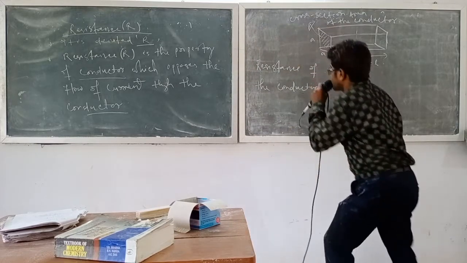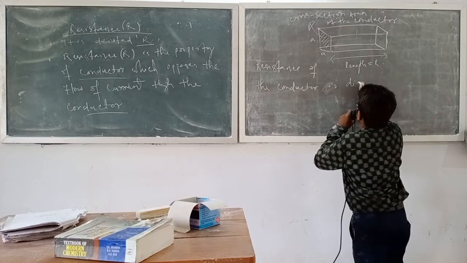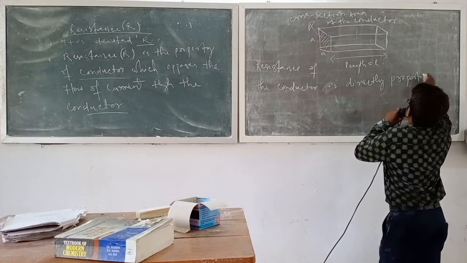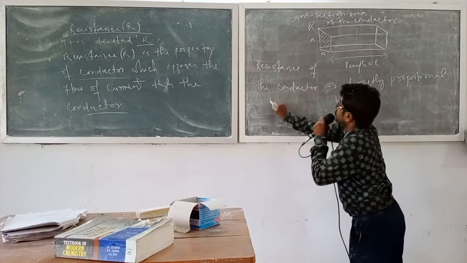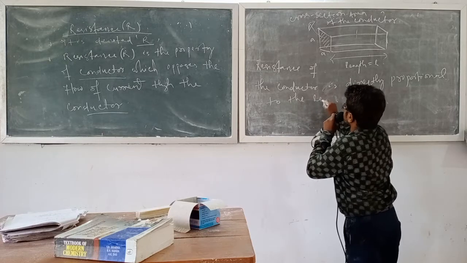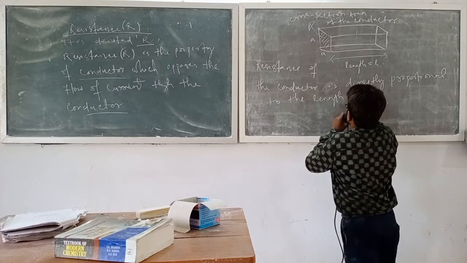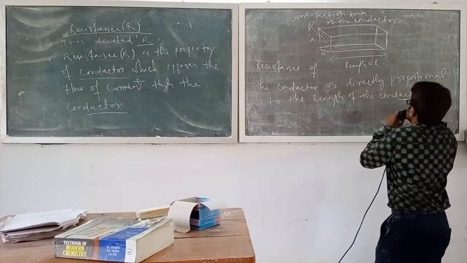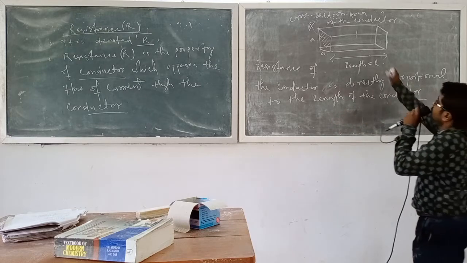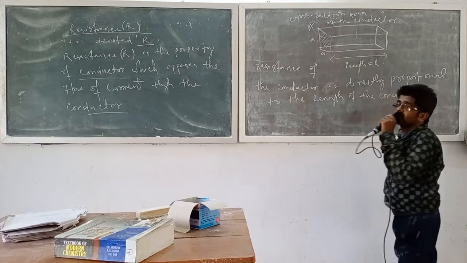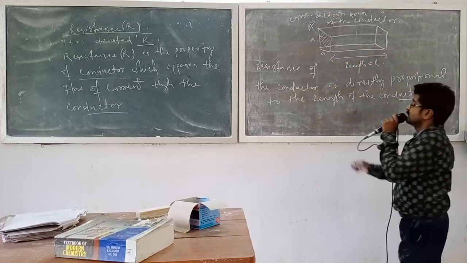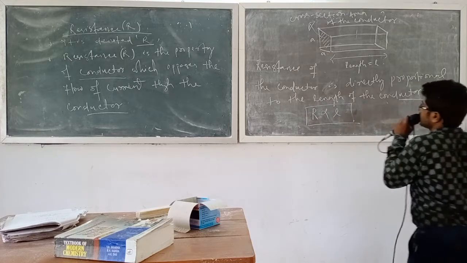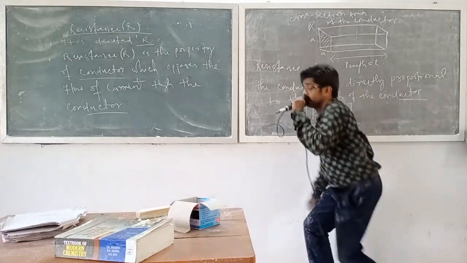Then the resistance of the conductor is directly proportional to the length of the conductor. That means if the length of the conductor L is increased, then the resistance of the conductor will also increase. That is R proportional to L.